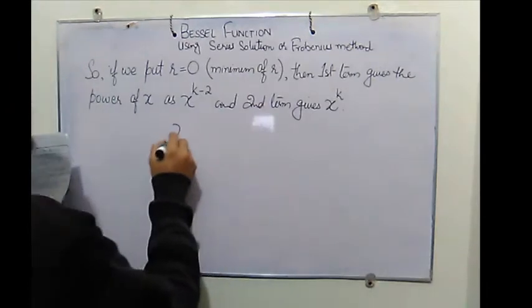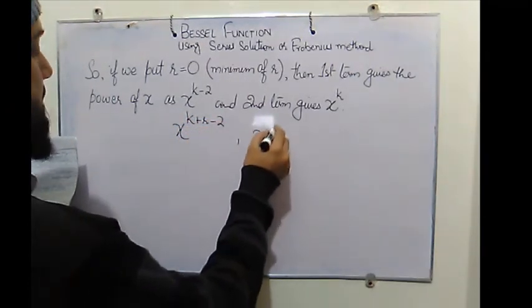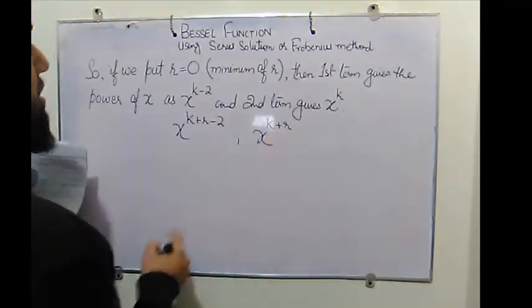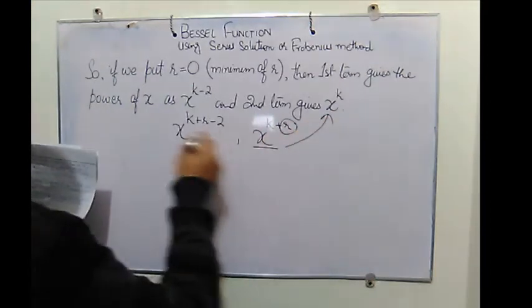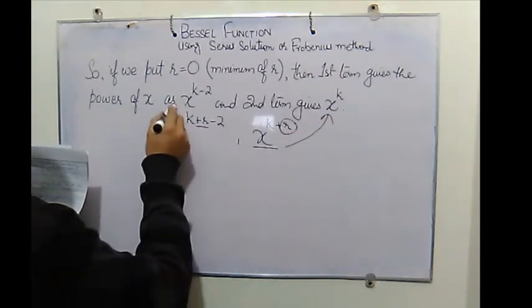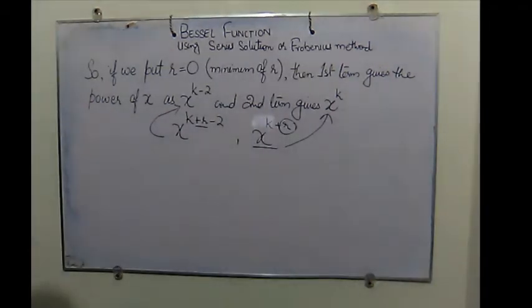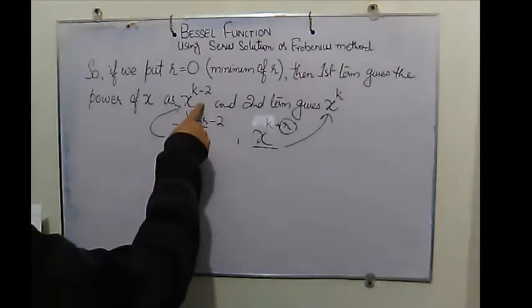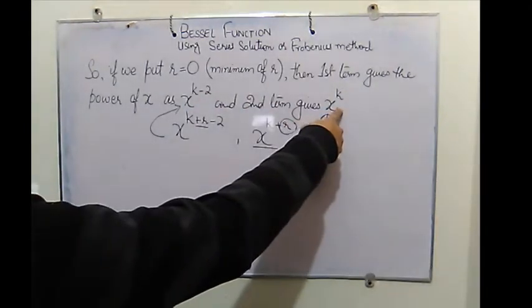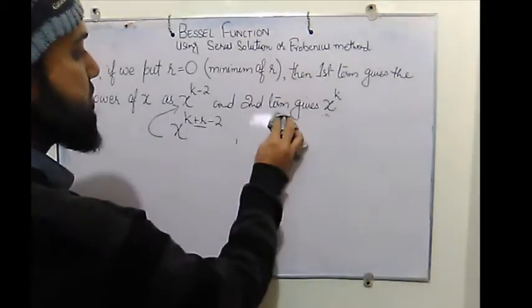Because if you remember, the terms are something like a_k, x to the power k plus r minus 2, and the second term is x to the power k plus r. So if we put r equal to 0, then it would be x^k, and if you put r equal to 0 here, then it would be x raised to the power k minus 2. So which one is the minimum? k minus 2 is less than k. So we compare the coefficient of the minimum power of x, that is x raised to the power k minus 2.